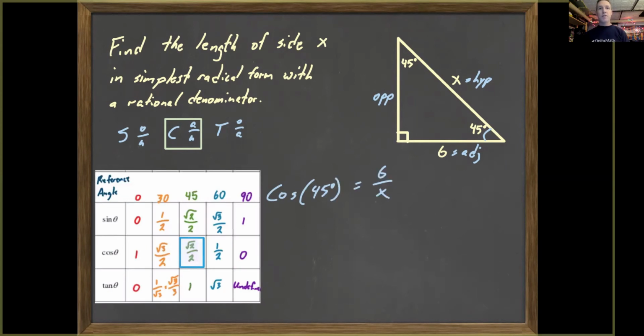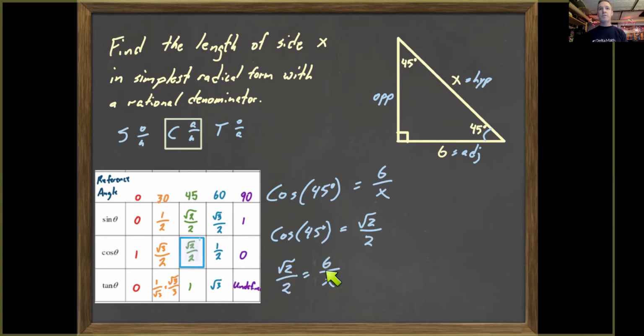Let's look at that little table that we just filled out. It's radical 2 over 2, cosine of 45 degrees. That's these two fingers, my pinky and ring finger. So it's going to be radical 2 over 2. So what I can do is say the cosine of 45 degrees equals radical 2 over 2. Now I can set these two things equal to each other. So radical 2 over 2 equals 6 over x.